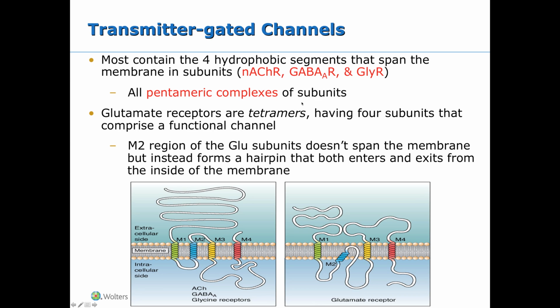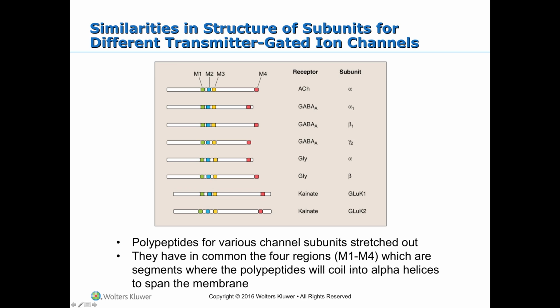These are all pentameric complexes of subunits. Glutamate receptors specifically are tetramers that have 4 subunits that come together to comprise a functional channel. Now, in the glutamatergic receptors, the M2 region of the glutamate subunits, so here, again, note that this is glycine, GABA, and acetylcholine. Glutamate, specifically, the M2 region doesn't actually span the membrane, but forms a hairpin that both enters and exits from the inside.